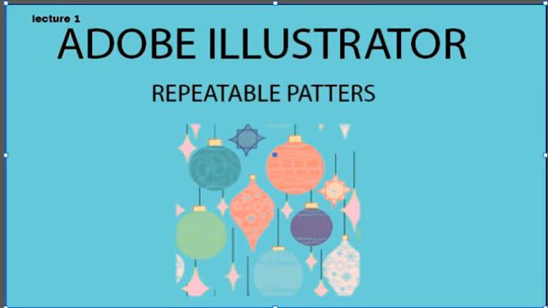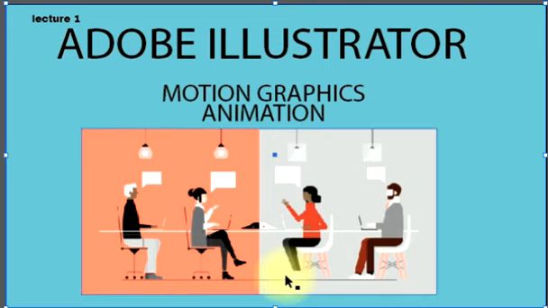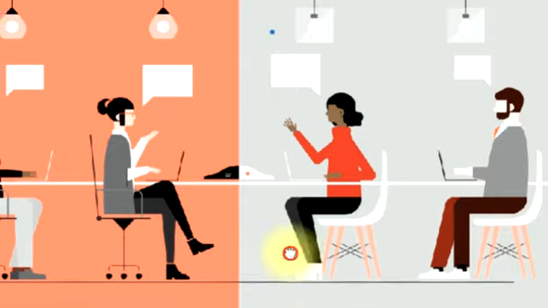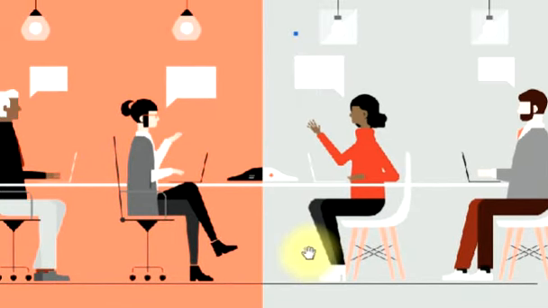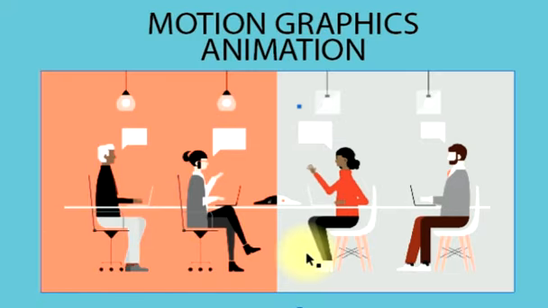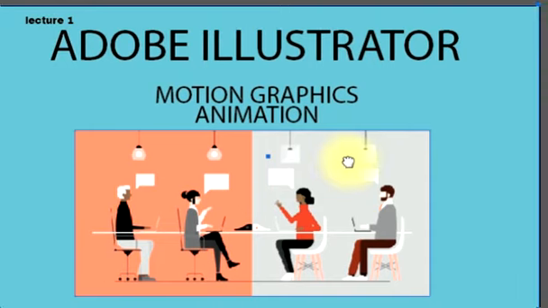After this, the last thing I'm going to tell you about is motion graphics and animation. Adobe Illustrator is used for simple drawing made with basic shapes, and we can then animate these shapes to make a little story. And we can just imagine how we can make stories like this, and we can animate this in Adobe Illustrator.